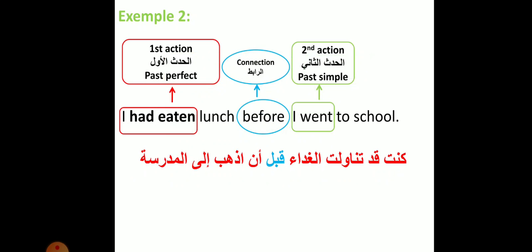The second example, I had eaten lunch before I went to school. I had eaten lunch is the first action, and it is conjugated in the past perfect. Before I went to school, I went to school is the second action, and it is conjugated in the past simple. I had eaten lunch before I went to school. So I went to school is the past, and I had eaten lunch is the past of the past.